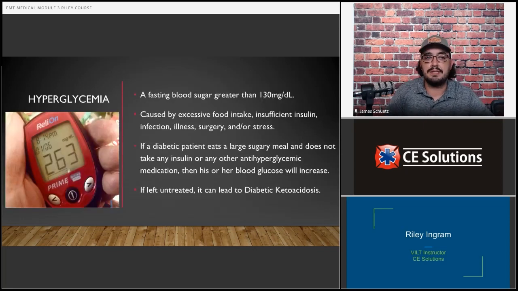Hyperglycemia. So it's a fasting blood sugar greater than 130. It's caused by excessive food intake, insufficient insulin, infection, illness, surgery, and or stress. If a diabetic patient eats a large sugary meal and does not take insulin or any other anti-hyperglycemic medication, then his or her blood glucose will rise, or it's going to increase. If left untreated, we can go into DKA or diabetic ketoacidosis. All right, and we're going to jump into that right now.